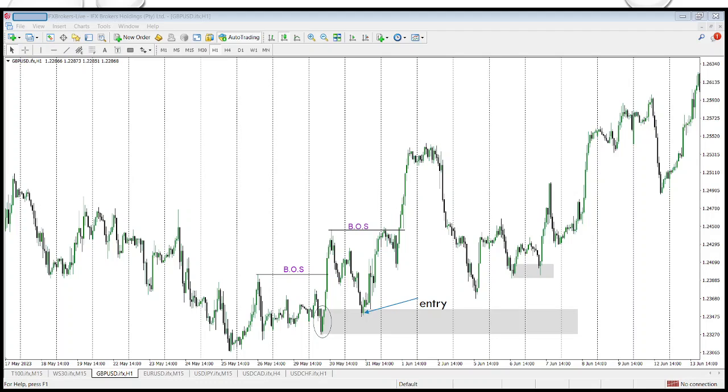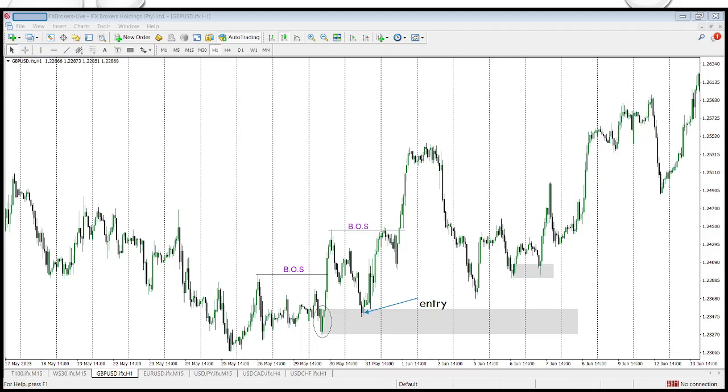The market then did what? On the 30th of May, the market corrected, and when it tapped into the bullish order block, that's when we experienced an impulse in buys. That's when we would have entered our market.